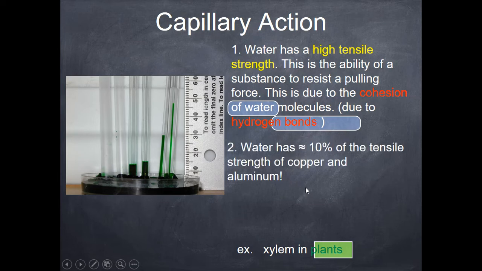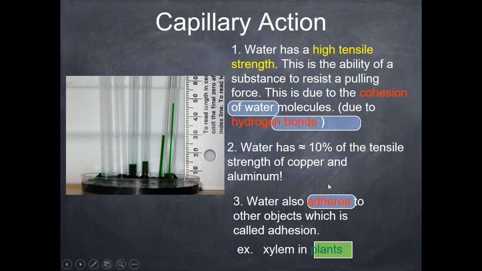Water has about 10% of the tensile strength of copper and aluminum. So that means water is holding on to itself almost a tenth of the strength of copper and aluminum. Copper and aluminum we think of as pretty strong, like that's wires. It's the copper that you're using in piping. It's a solid, so it's pretty incredible that water would have a tenth of that amount of strength, being a liquid.